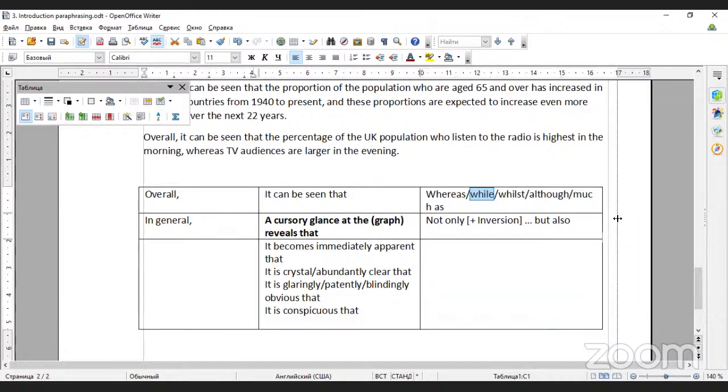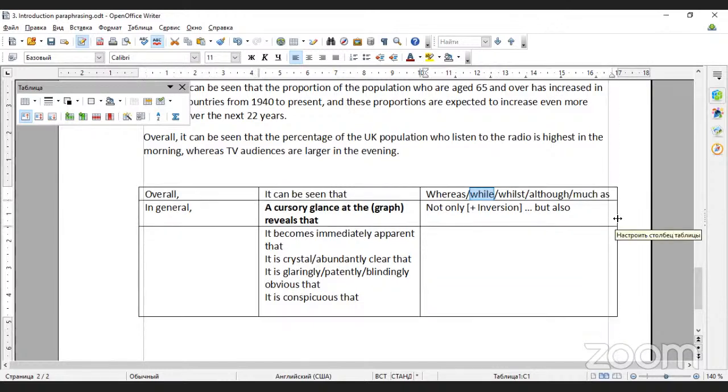Theoretically, which is very rare, if there are two similar trends, you can say not only does something increase, but also something else increases as well. But that's really rare. Usually there is some contrast. But theoretically, you can also use inversion with not only, but also. Yeah. So for this middle part, actually, it's not necessary at all.